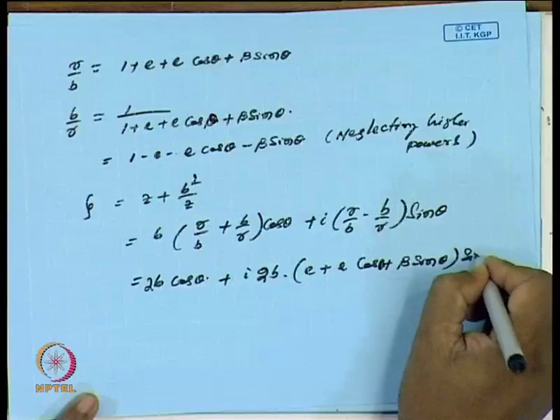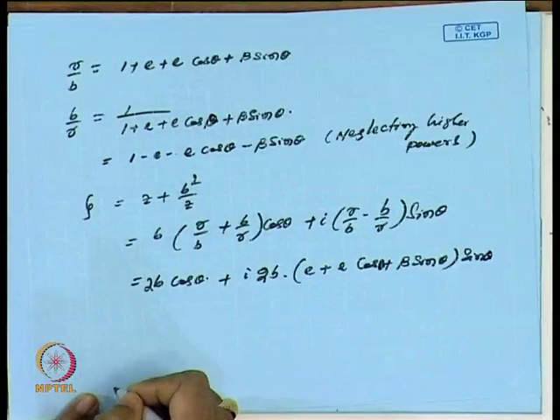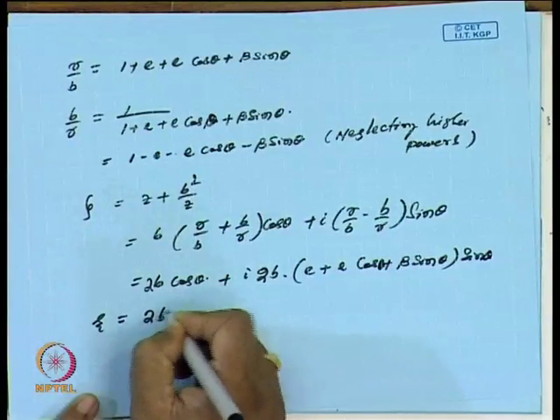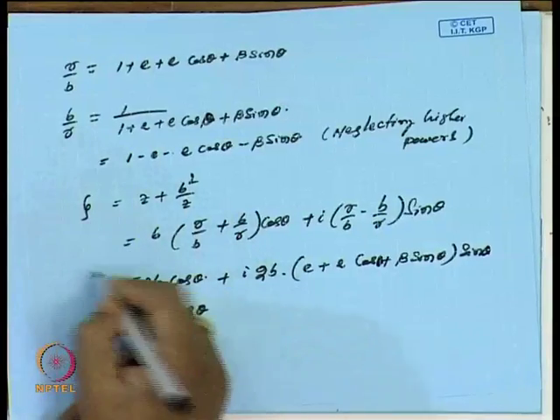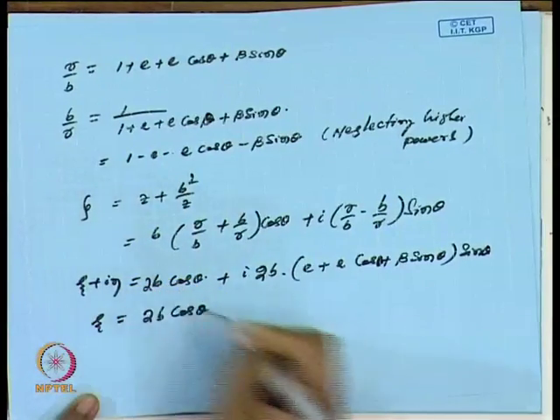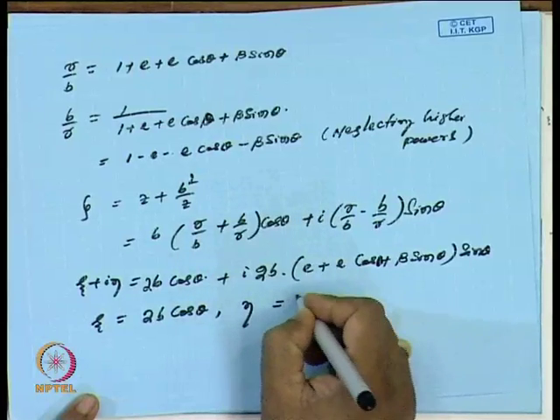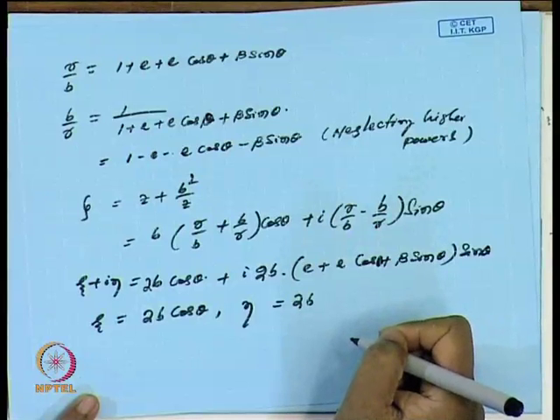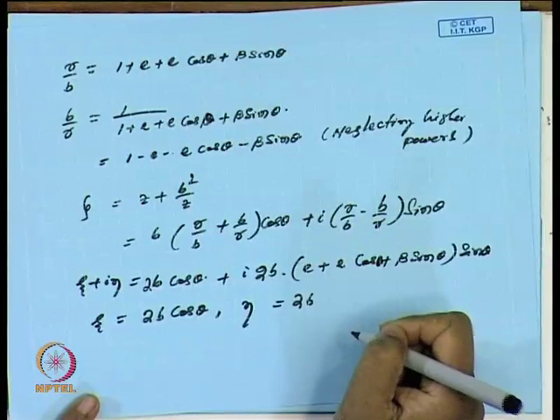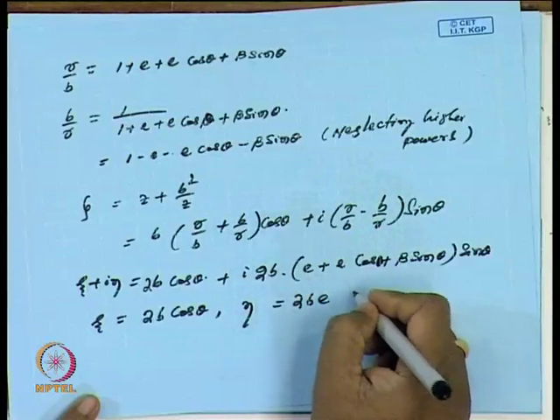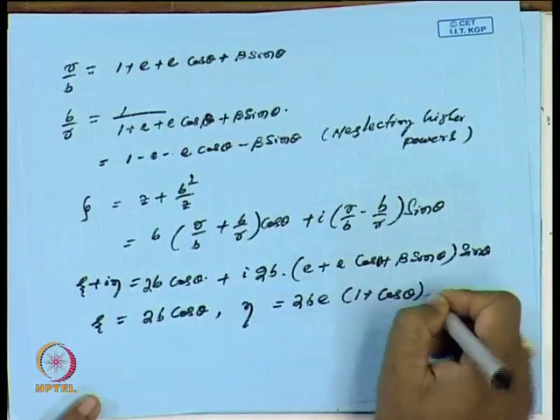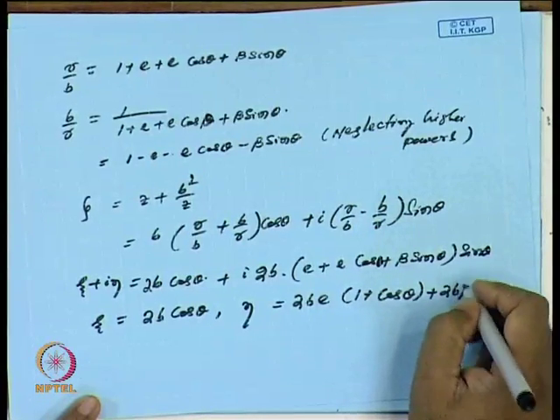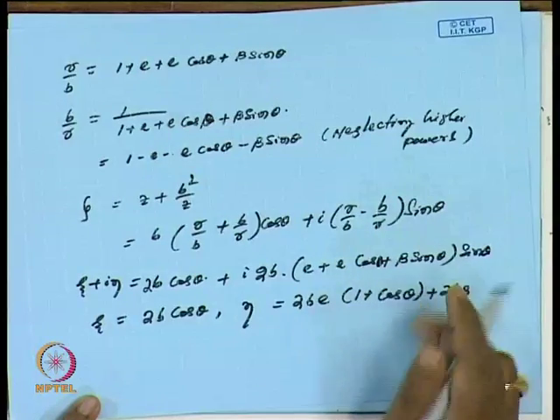Sin theta into sin theta, and thus my xi is equal to 2b cos theta, zeta is xi plus i eta, and my eta is equal to 2b E into 1 plus cos theta, plus 2b beta sin theta into sin theta, sorry.